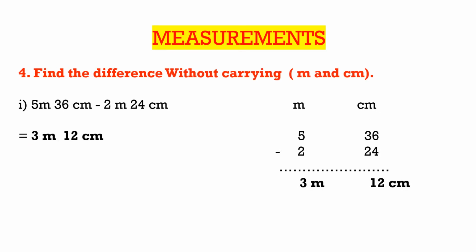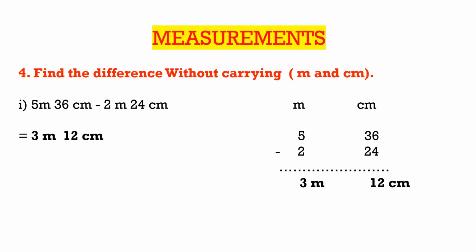Now we have to solve the fourth question. Find the difference without carrying meter and centimeter. Without carrying, we have to subtract the numbers in meter and centimeter. First bit given is 5 meter 36 centimeter minus 2 meter 24 centimeter.